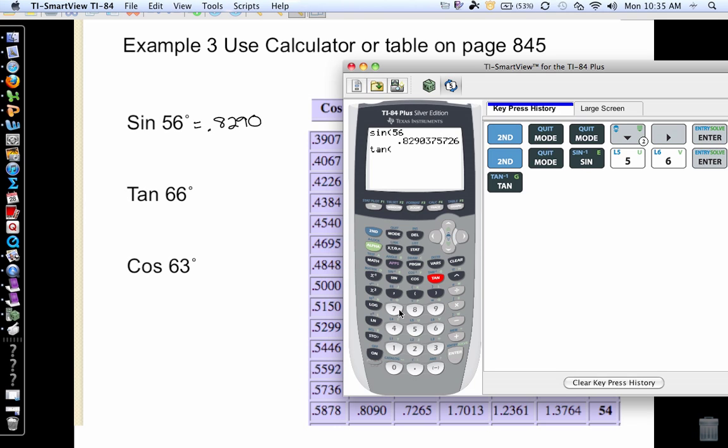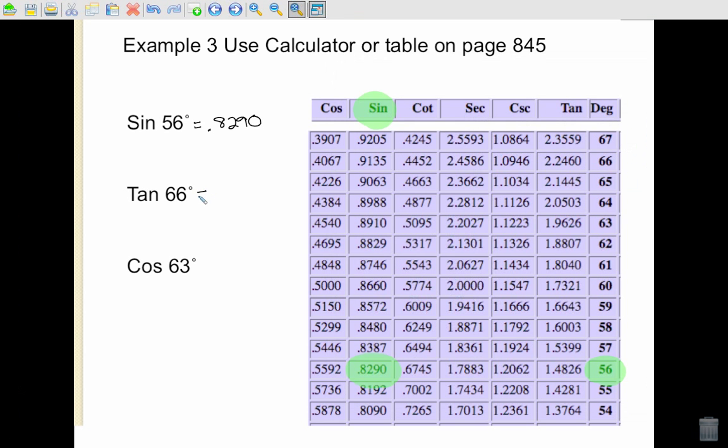Okay, we can also find the tangent of 66, so let's go ahead and do that. So I'm going to type tangent 66, and I get 2.2460. So let's go ahead and write that.